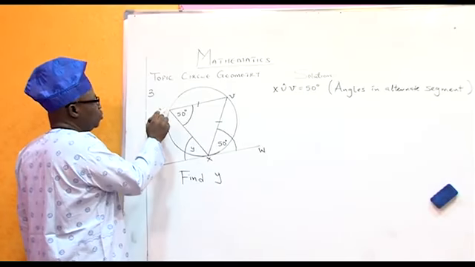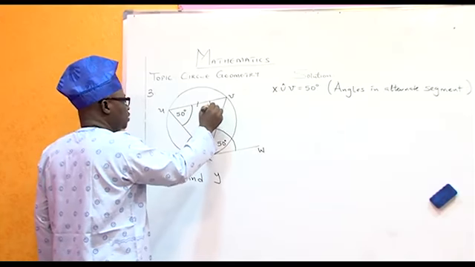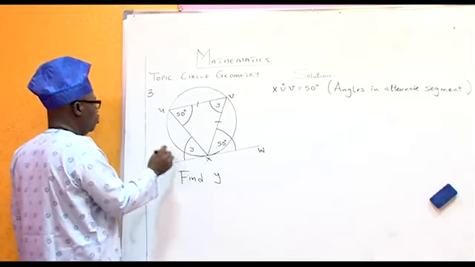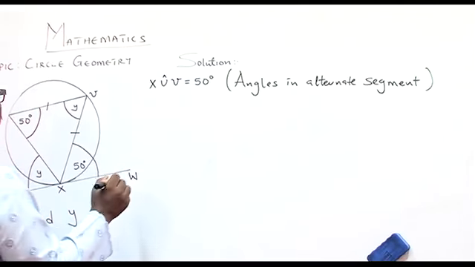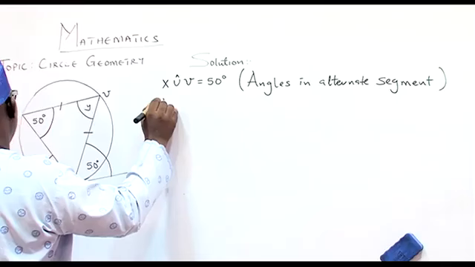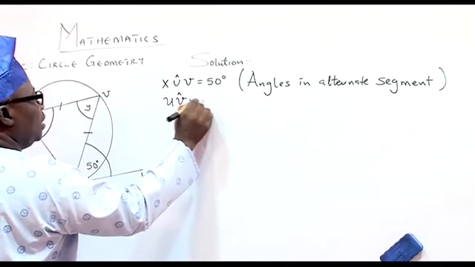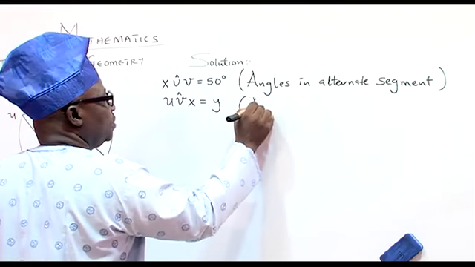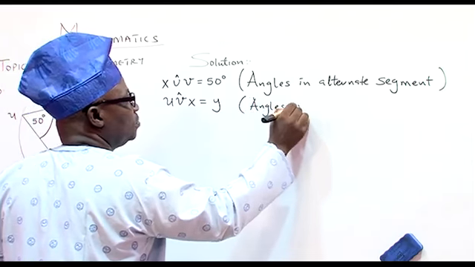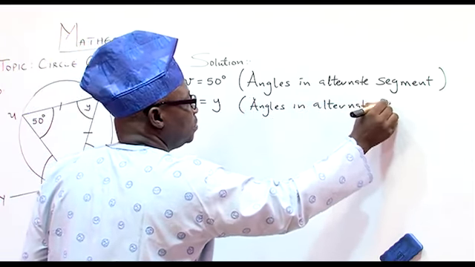Likewise, if you look at angle UVX, which is this, it is also going to be y. It will be equal to angle YXU. So I can also report that angle UVX is going to be y. The same reason: angles in alternate segment.